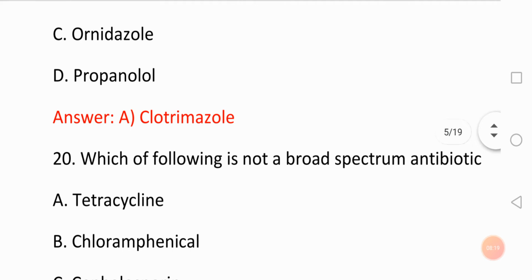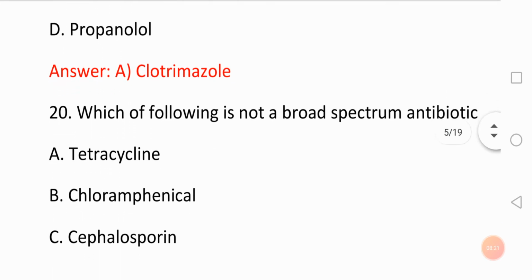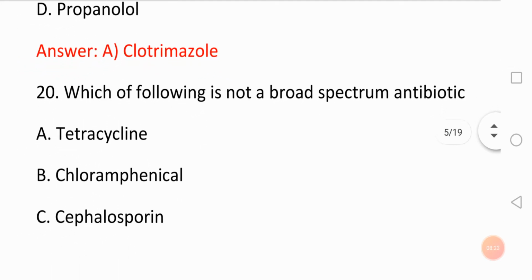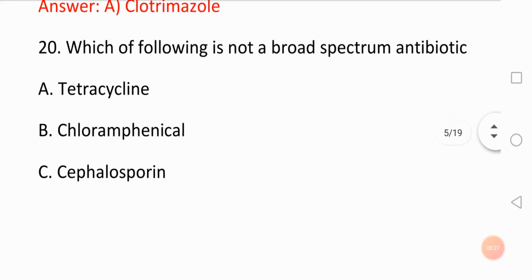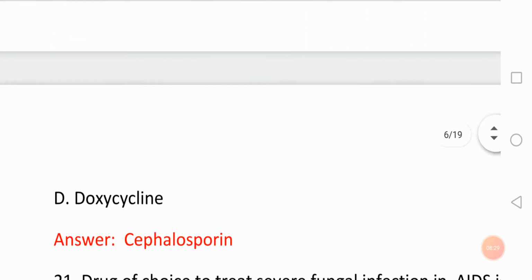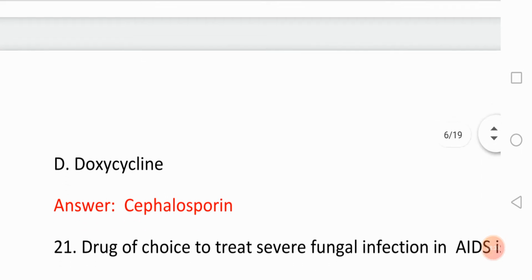Which of the following is not a broad spectrum antibiotic? A. Tetracycline, B. Chloramphenicol, C. Cephalosporin, and D. Doxycycline. And the answer is cephalosporin.